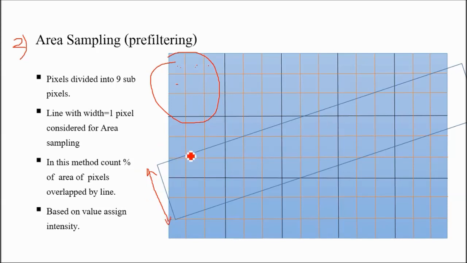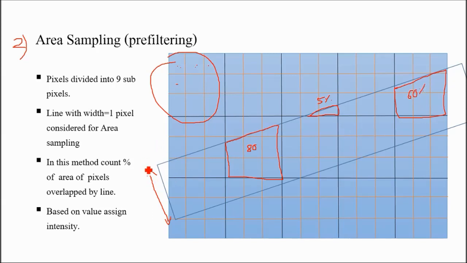So you consider a line of 1 pixel width, and after that, calculate the percentage area of the pixel overlapped by the line. Here you can see the area of the pixel covered by that line. You can say 80% of the area of that pixel is covered by the line. In this case only a small area is covered, so you can say 5% is covered. In this particular pixel, nearly 60% of the area is covered.